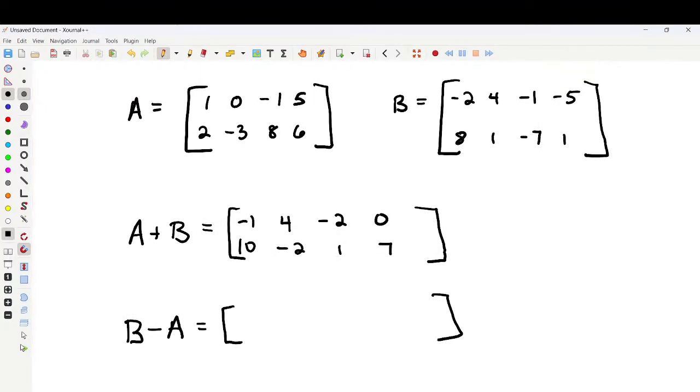Subtracting is exactly the same thing, have to have the same order, and we just perform the operation. So pretty simple. -2 minus 1 would be -3. 4 minus 0 would be 4. -1 minus -1 is 0. And -5 minus 5 would be -10. So just make sure you get the right order. Obviously with subtraction, 8 minus 2 is 6. 1 minus -3 is 4. -7 minus 8, -15. And 1 minus 6 is -5.